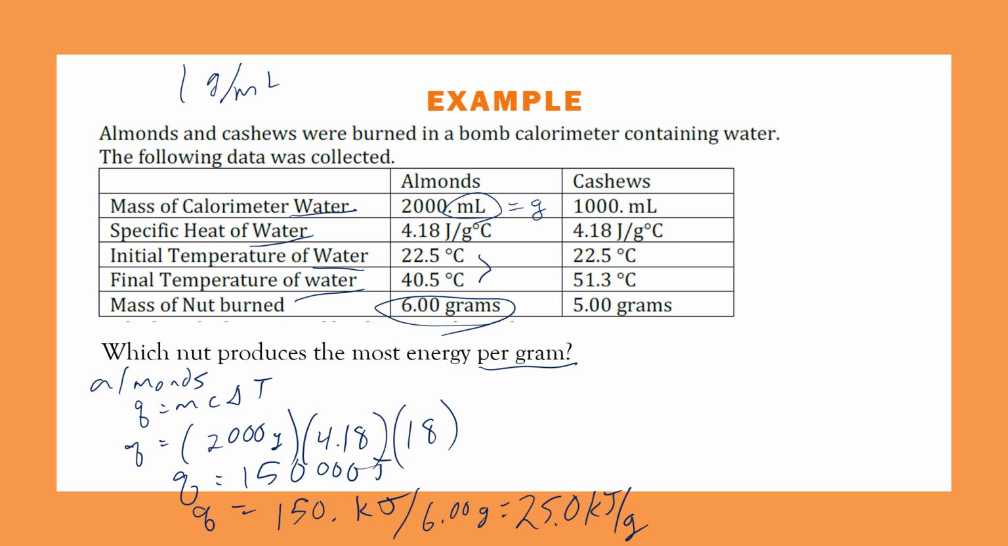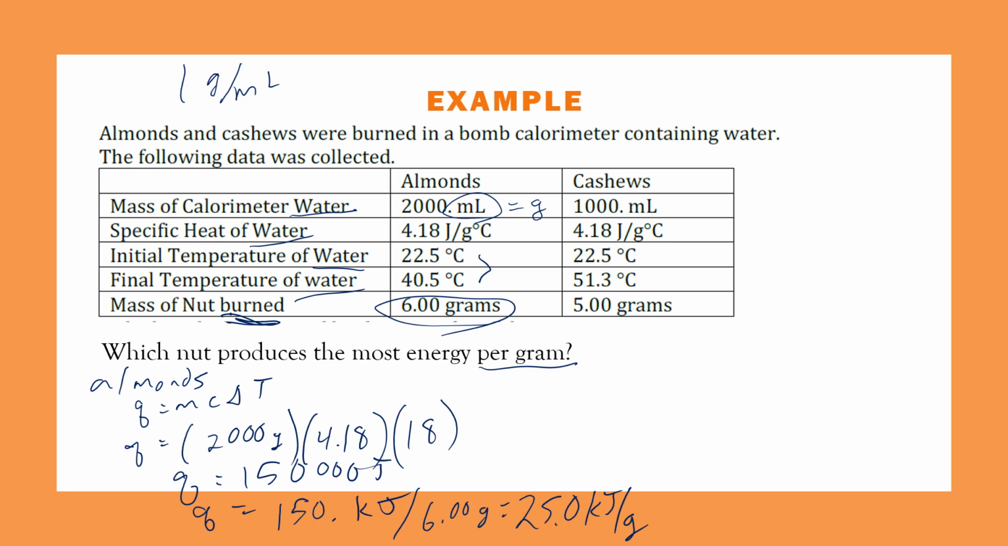So do you notice I didn't do anything with the sign? All right. Couple things there. So the temperature of the water is increasing. Right? Which means that when you're burning the nut, it's releasing heat, and the heat's going into the water to raise the temperature of the water. So the energy change of the nut is actually negative 150 kilojoules for those 6 grams.